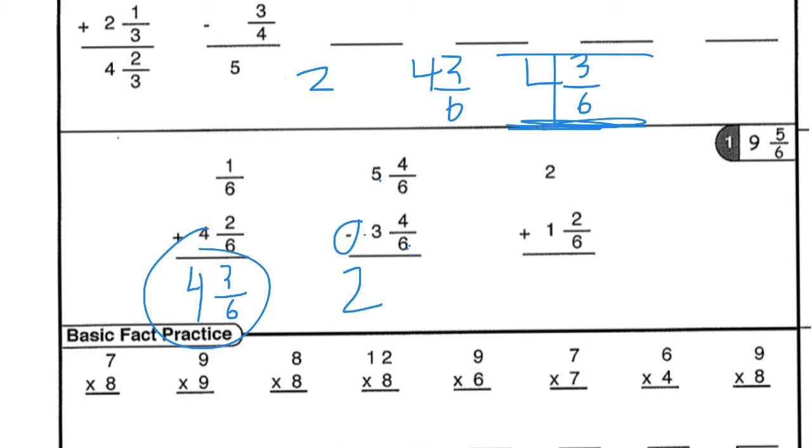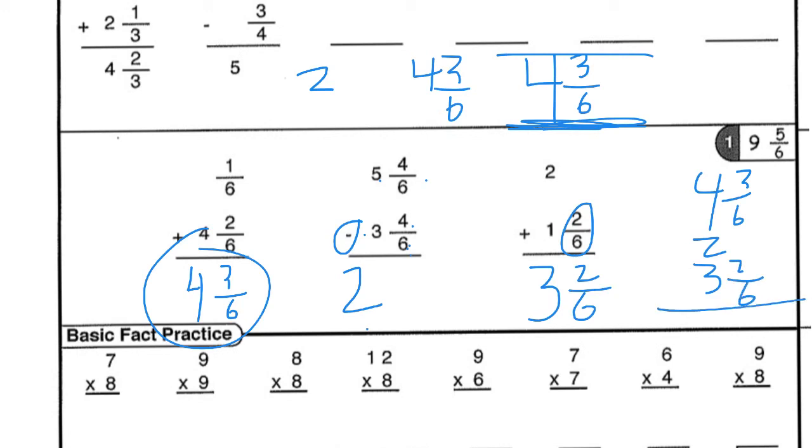Anyway, 4/6 take away 4/6 is nothing. Don't put a 0 there. Don't put 0/6. Just leave it blank. It's gone. 4/6 is gone. So the answer is simply 2 here. And then on the last one, 3, and then we add 2/6 and nothing is 2/6. Over here you should have had 4 and 3/6, 2 and 3 and 2/6. Oops, I forgot a fraction bar in there. 3 and 2/6. And you add it all together and you get 9 and 5/6.